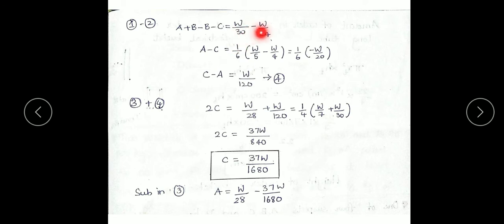Now if we solve this, 4 5s are 20, so 4W minus 5W, that means 4 minus 5 is minus 1, minus W by 20. So as minus is there, we need to multiply with minus on both sides. So minus into minus, that is nothing but W by 20, or 120. 6 2s are 12, 120, W by 20.